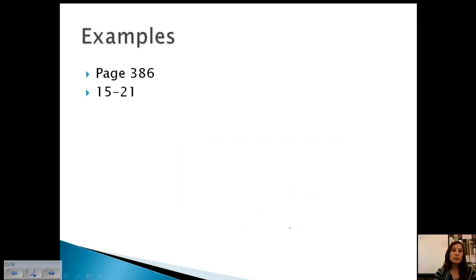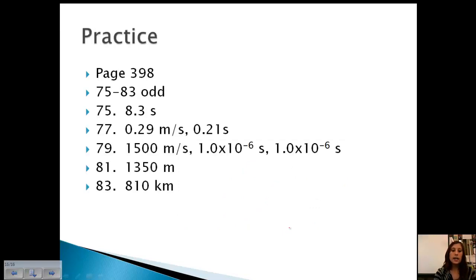Okay, so these are the examples that we're going to do together in class, and then here's the homework along with the answers. Have a good day.